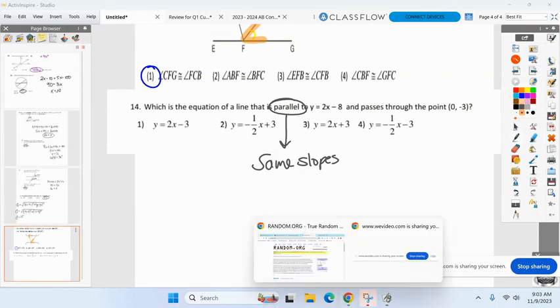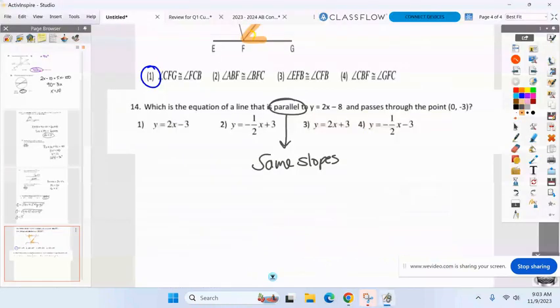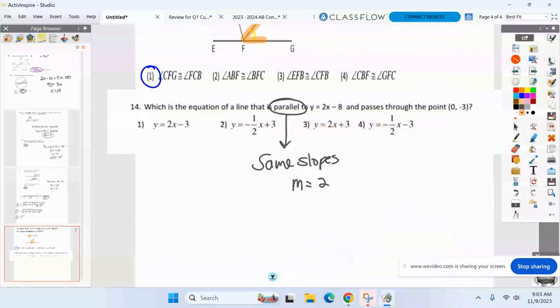What's the slope of that line? 2x minus 8. Slope, Dylan? 2. So that means the slope of this line will also be 2. Same slopes. There's two pieces you need. You always need the slope, and what's the second piece I always need to write the equation? Slope, and what's that other piece called? Y-intercept, which is the b value.